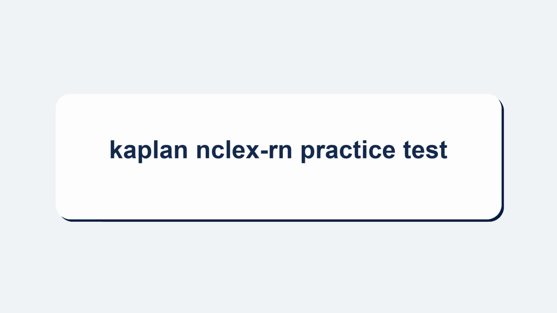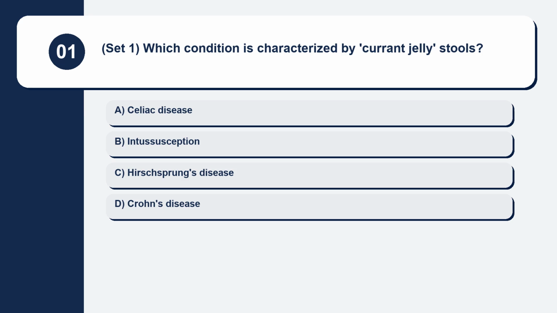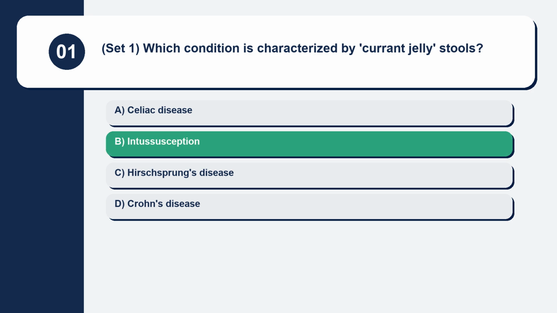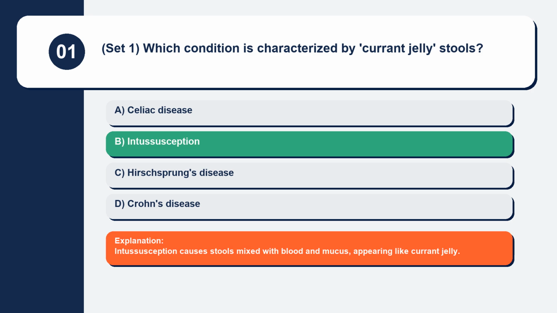Kaplan NCLEX RN practice test. Question 1. Set 1. Which condition is characterized by currant jelly stools? Celiac disease, intussusception, Hirschsprung's disease, Crohn's disease? Intussusception causes stools mixed with blood and mucus, appearing like currant jelly.